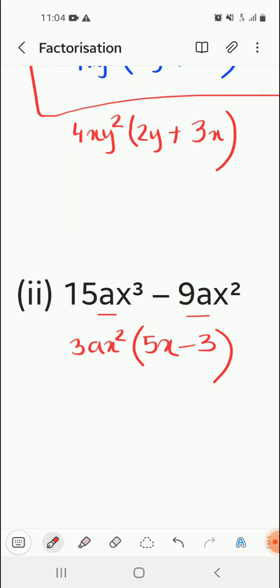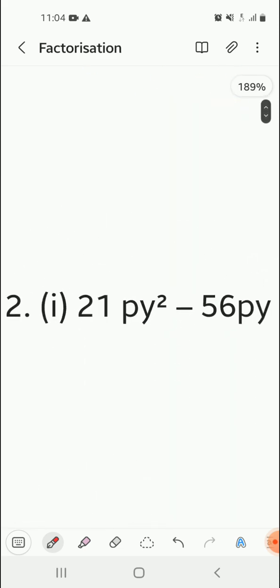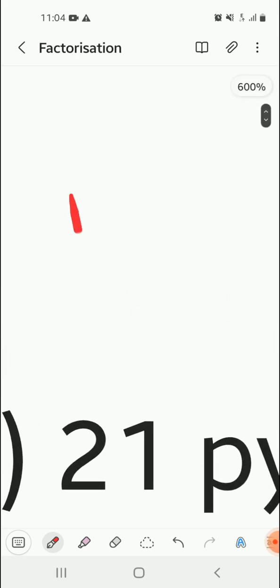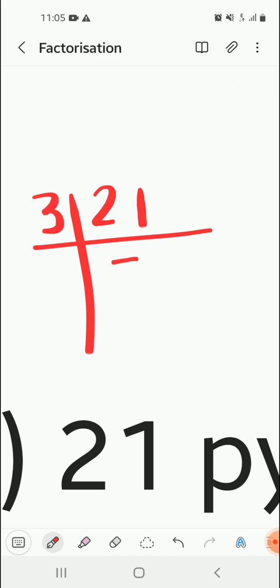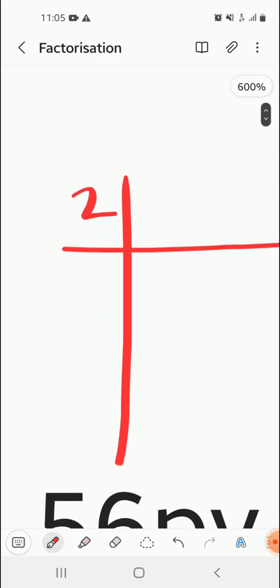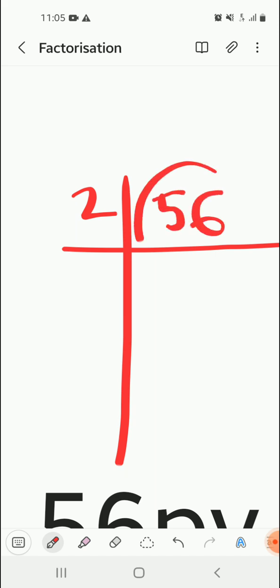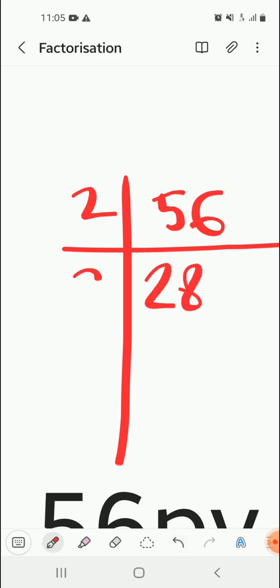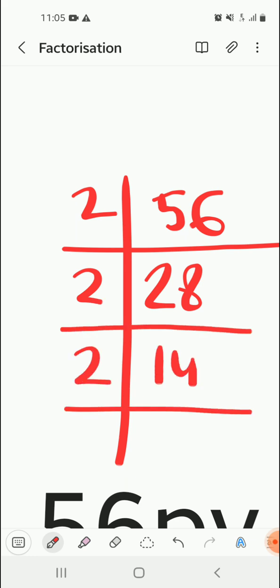Moving on to the next question. We have to factorize this. We're given a big number in this case. So first we are going to find all the factors and find the HCF. We are going to write the factors of 21. It is 3 into 7, 21. Here we have got 56, so we're going to write the factors of 56. If we do that, 56 divided by 2, because it is possible to divide by 2, is 28. Again divided by 2, it would be 14. Divided by 2 becomes 7.